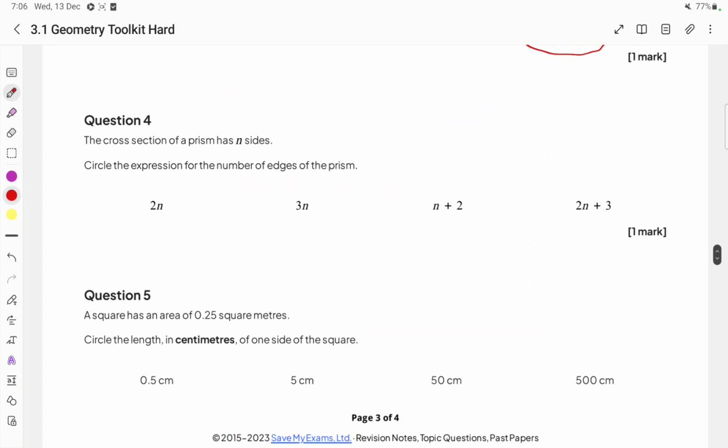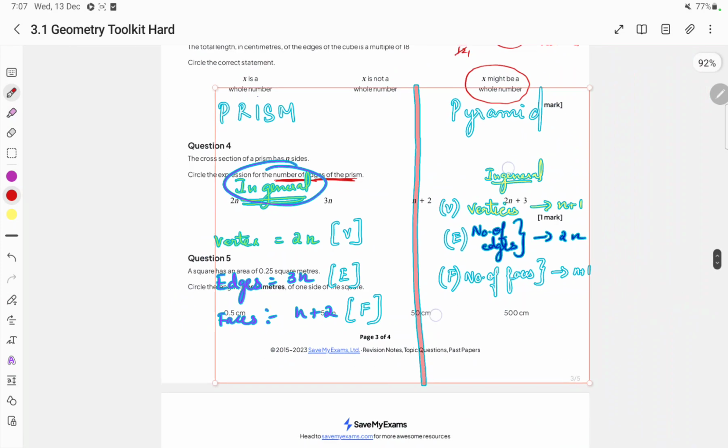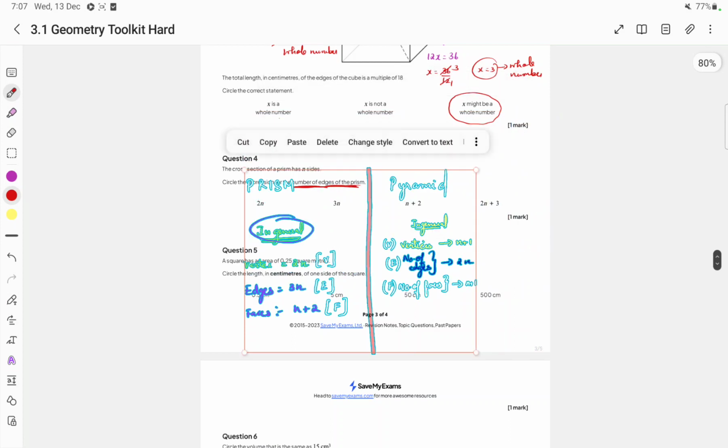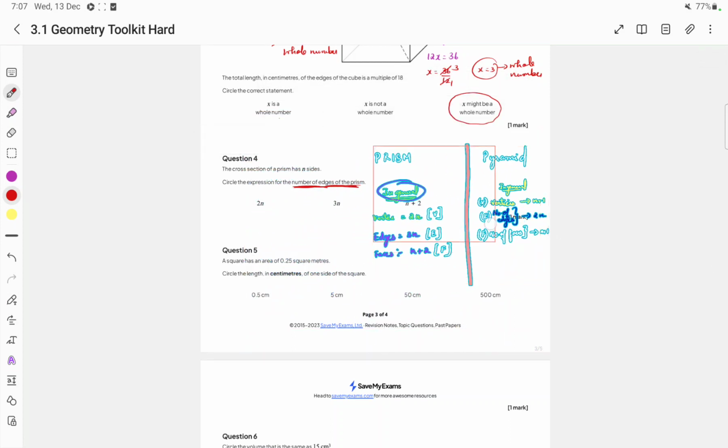Fourth one. The cross section of a prism has n sides. Circle the expression of the number of edges of the prism. While discussing the easy part of this geometry, we discussed the number of edges of a prism. So what is the number of edges? I'll just copy this, which I copied from the easy part.